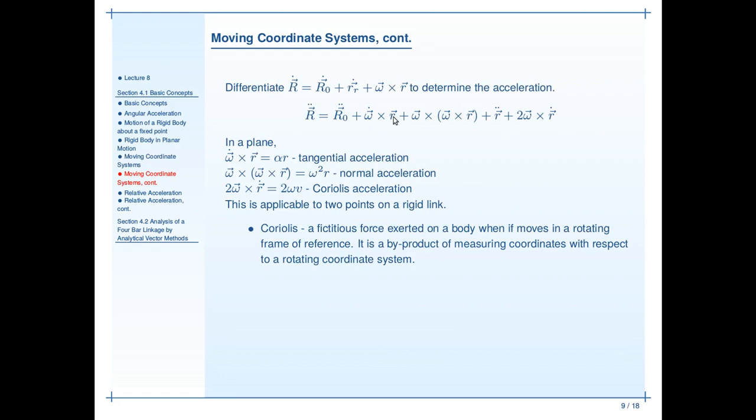Some of these will be very easy to determine, some of them may be less so. We've looked at omega dot cross r. This is the same thing as alpha cross r, so this is the tangential portion of the acceleration. Omega cross omega cross r, this is the normal portion of the acceleration. And then we have this other last term, 2 times omega cross r dot. This is the Coriolis acceleration.